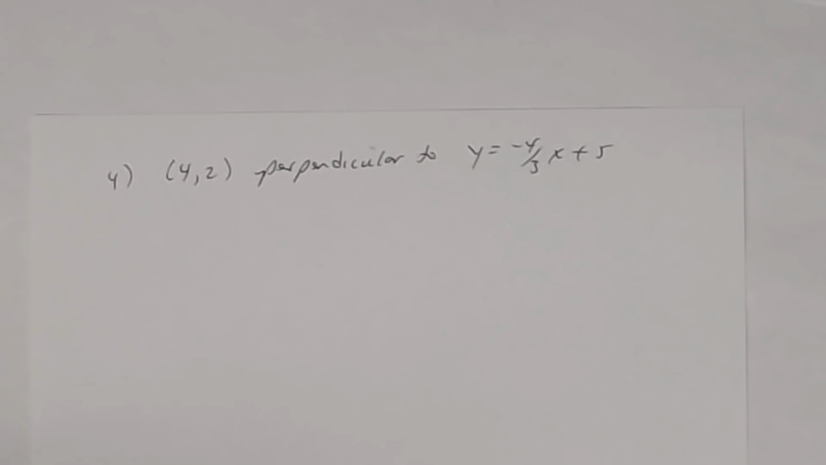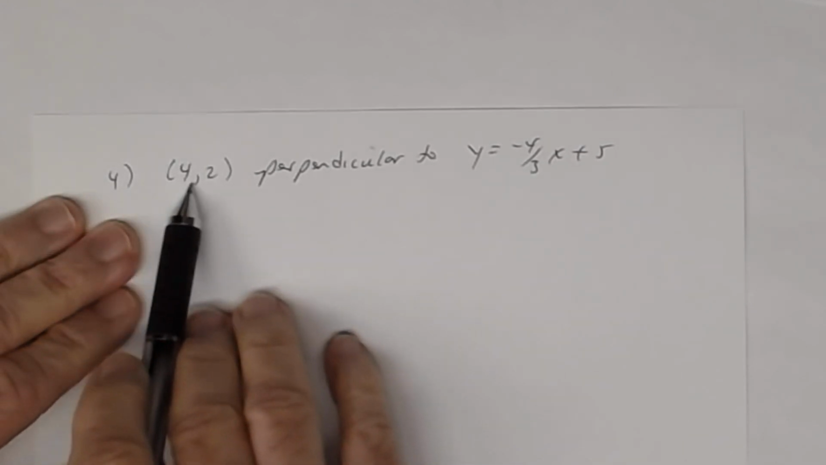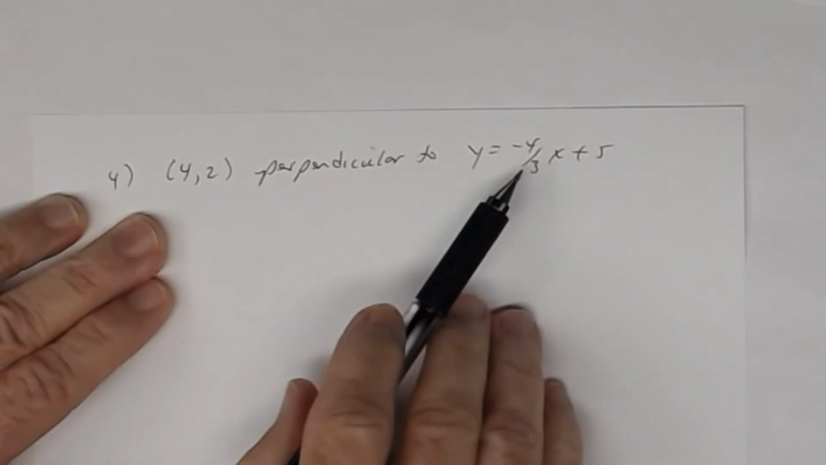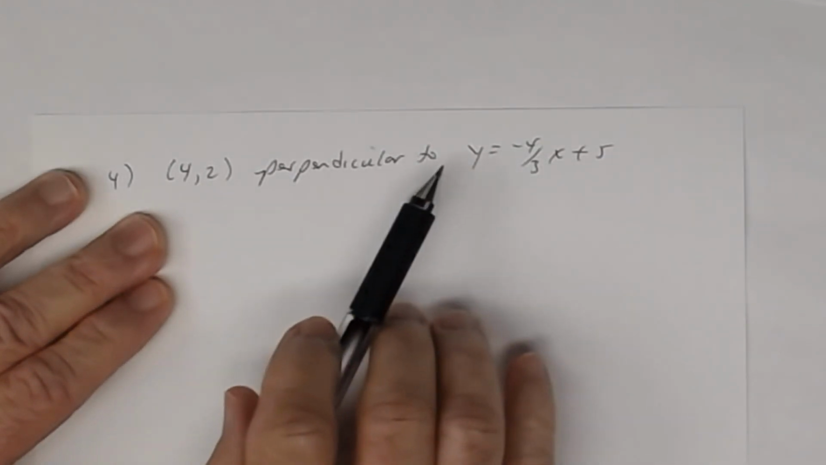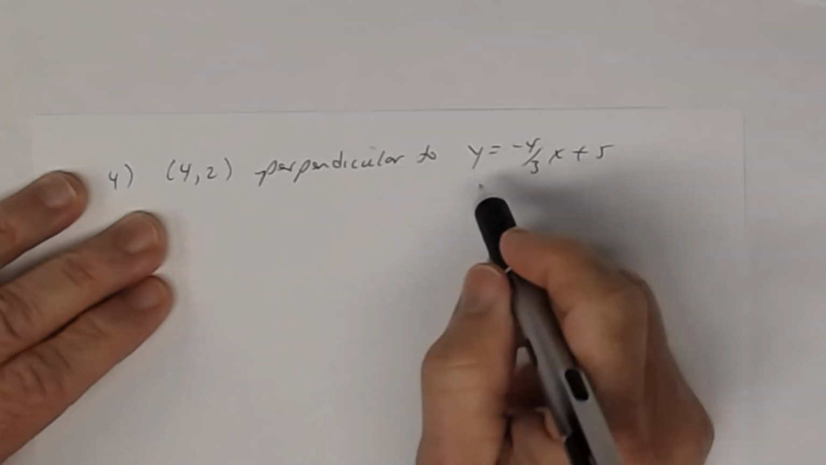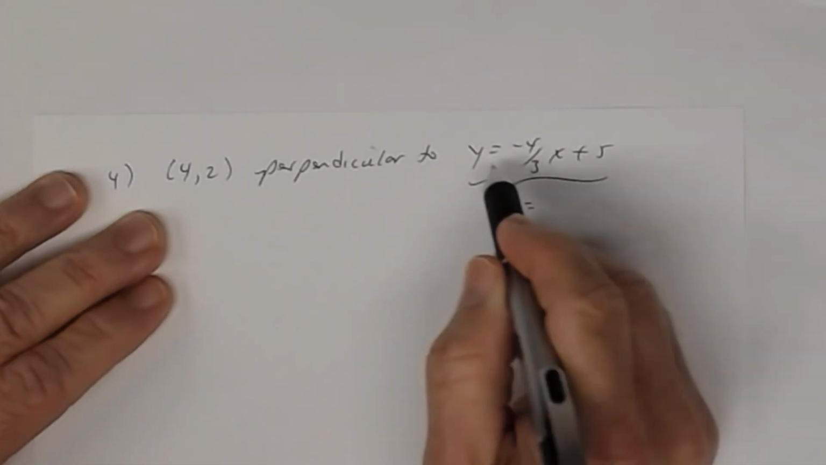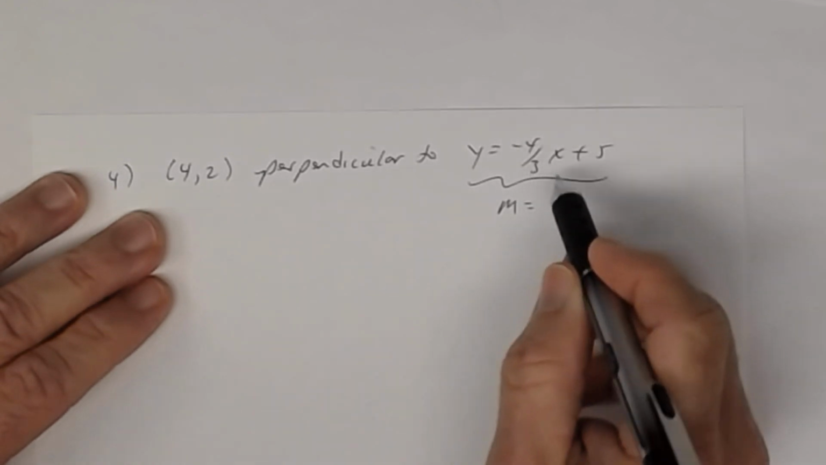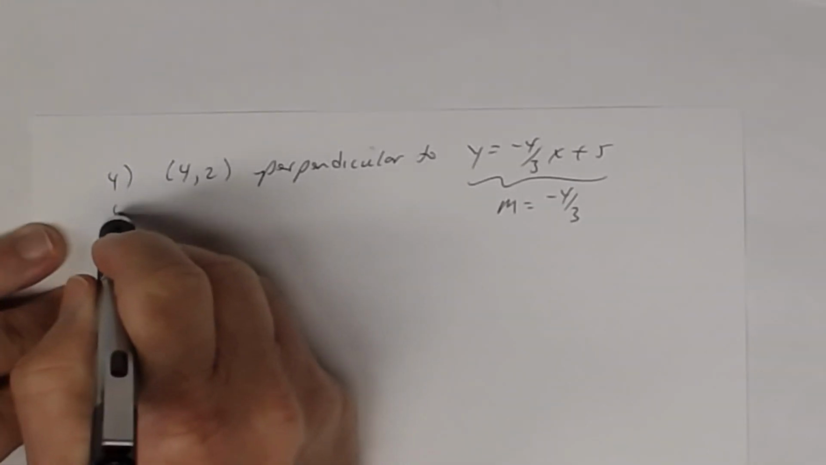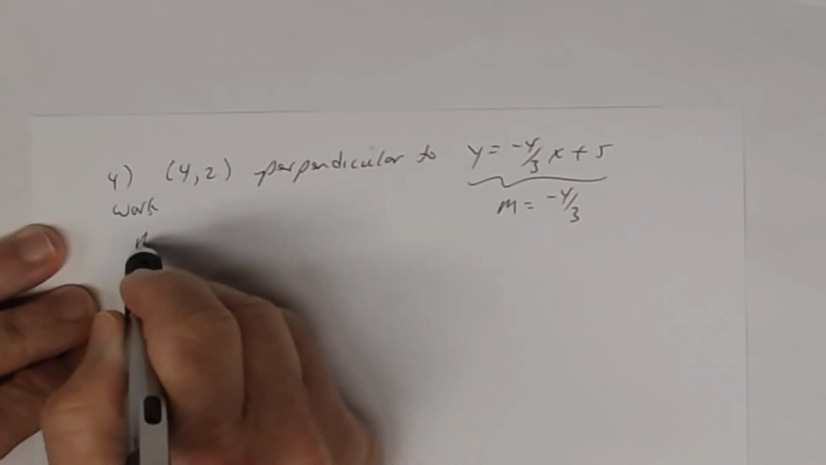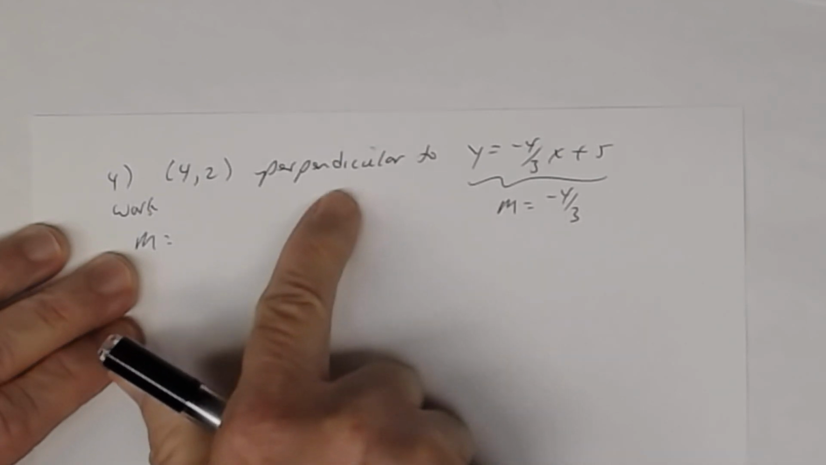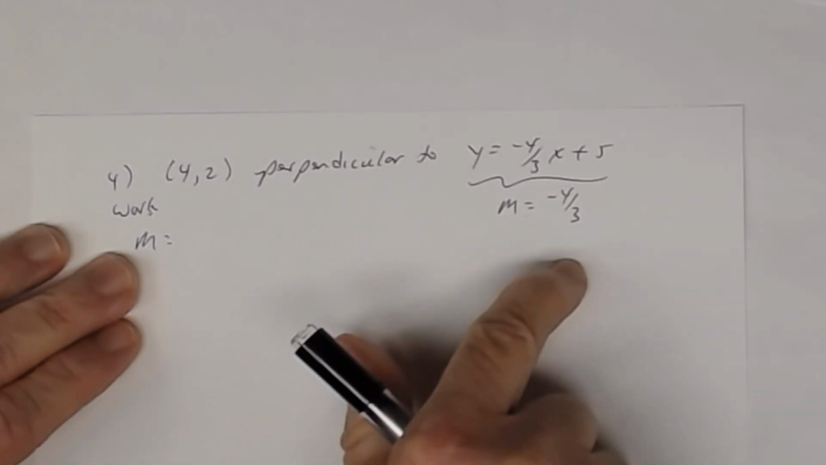All right, you want to find the equation of the line that contains this point and is perpendicular to this line. This is not that bad because this is already in slope-intercept form. So the slope of this line, since in slope-intercept form it is the coefficient of x, is negative 4/3. Therefore the slope of the line that contains this point has to be perpendicular, the opposite reciprocal of this.